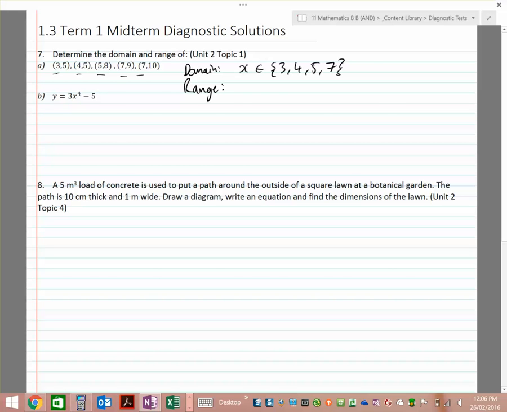It's like someone says, what are the possible x values? Someone says 7, someone else puts their hand up, 7, another person says 7. Not necessary. For the range, just looking at all the y values, it's the same thing. So 3, 4, 5, 8, 9, and 10. Just 5, 8, 9, and 10.